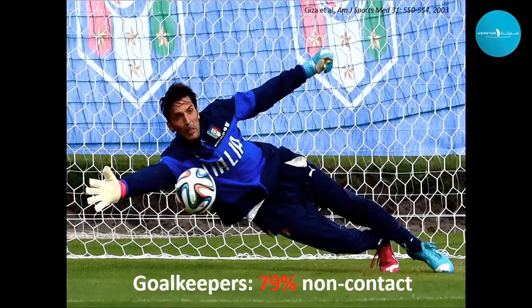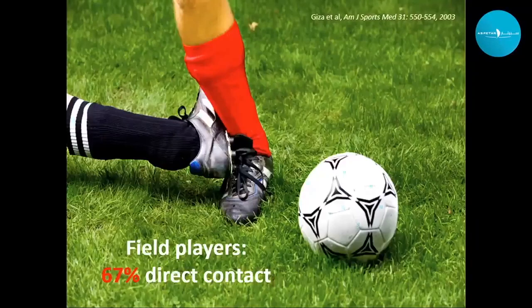In sports like cross-country running, for example, the majority of ankle injuries will be straightforward, non-contact inversion injuries. But in football, the mechanism depends on the position of the player. So whilst in up to 80% of goalkeepers, they will have a non-contact and most likely inversion injury, the same is not true for field players.